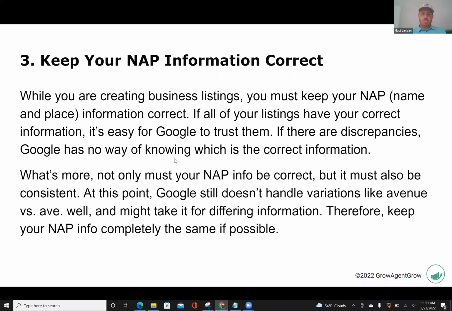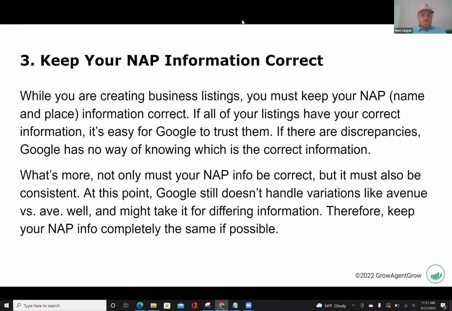So what's more, not only must your NAP info be correct, but it must also be consistent. At this point, Google still doesn't handle variations like avenue versus AVE period, so abbreviated, and it might take it for differing information, right? Again, seems silly, but that's just the reality. It helps them identify, just make it easy on them. That's what we're trying to do. Therefore, keep your NAP info completely the same if possible.